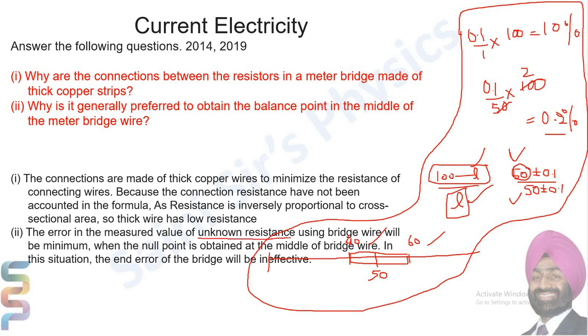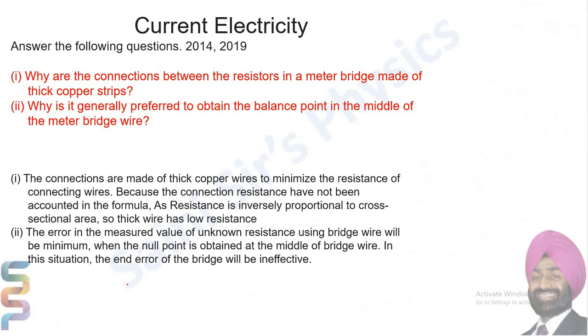To decrease the error in the measured value of unknown resistance, the balance point is taken to be near the middle of the wire. So I am erasing the extra ink. Those who want to note down, please pause the video and note down. Okay, so the purpose is to decrease the error.